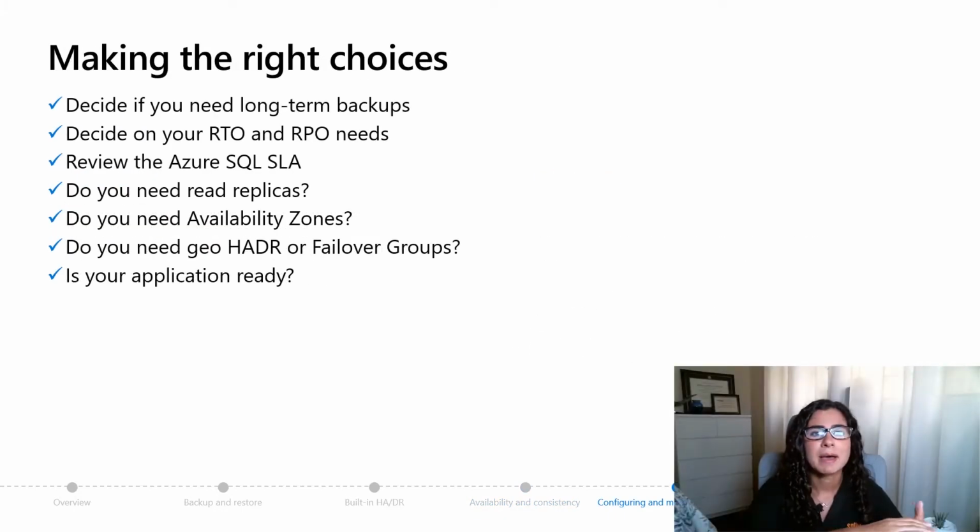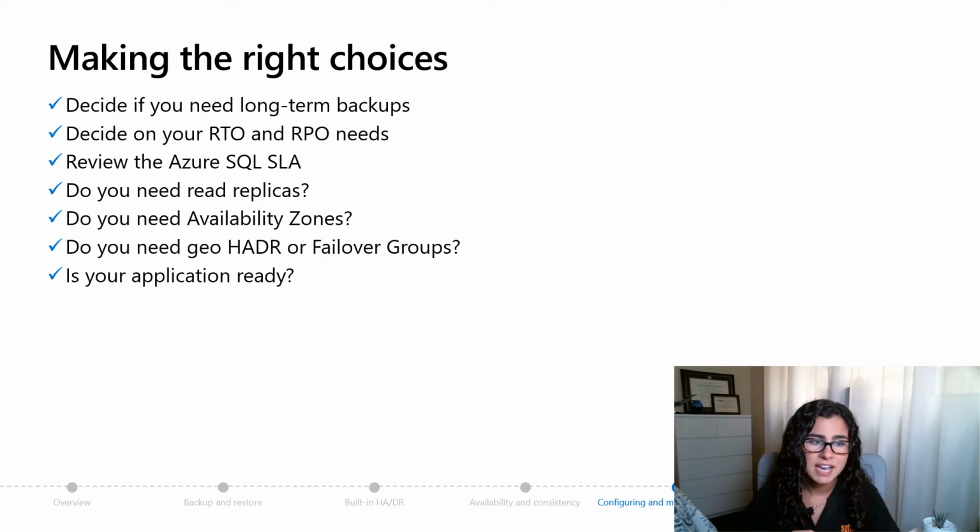Now, as we think about all the different choices we have seen, what you're going to have to do is decide on a case-by-case basis what makes the most sense for your application. So this is going to be like determining your backup and restore strategy. Do you need long-term backups? Because you will have to pay the associated storage costs with them. Or are you good with 7 days? Or that sort of thing.